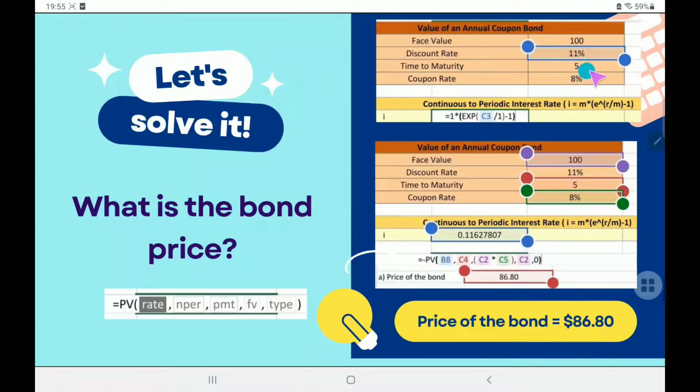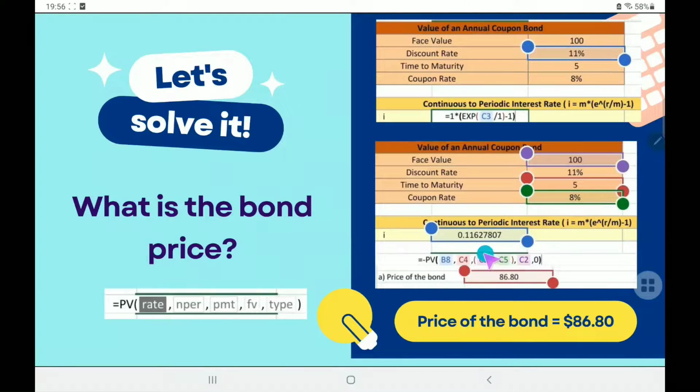First, we need to insert all the data given, which is face value we assume 100, discount rate 11%, time to maturity 5, and coupon rate 8%. We need to change the continuously compounded rate into the periodic interest rate because the PV formula in Excel uses the periodic interest rate. Therefore, we use the formula R equals M times (e to the power of r over M, minus 1), where M is the number of times compounding takes place in a period and r is the continuous interest rate. So we insert M equals 1 because it is at the end of each year, times (exponent 11% over 1, minus 1).